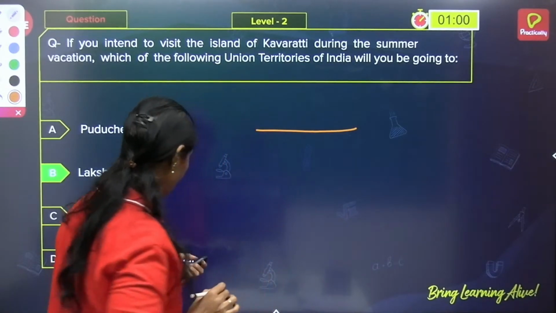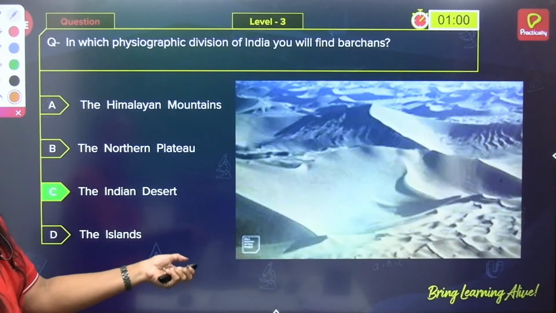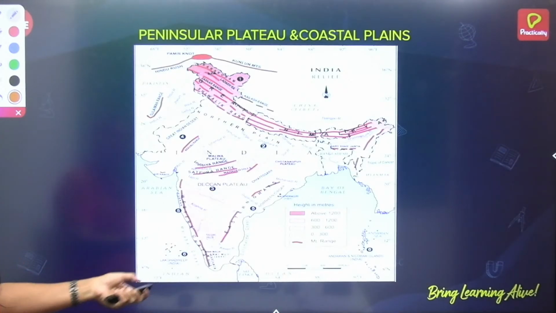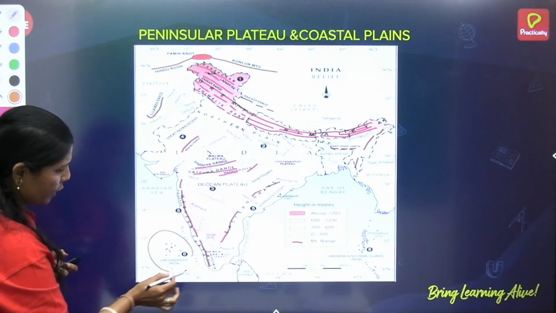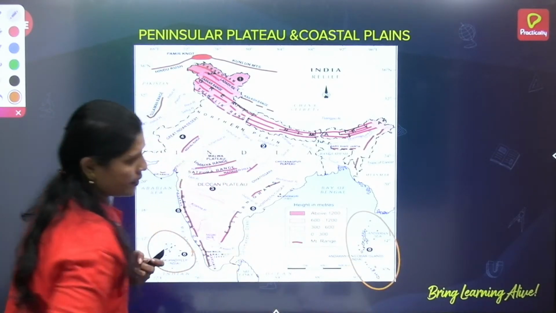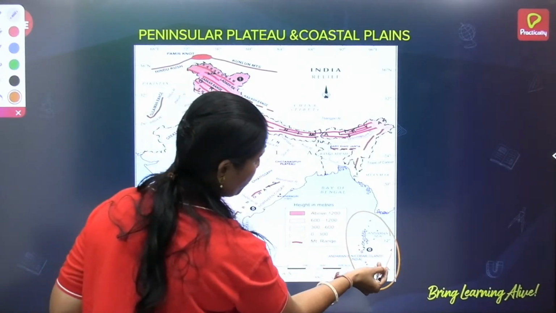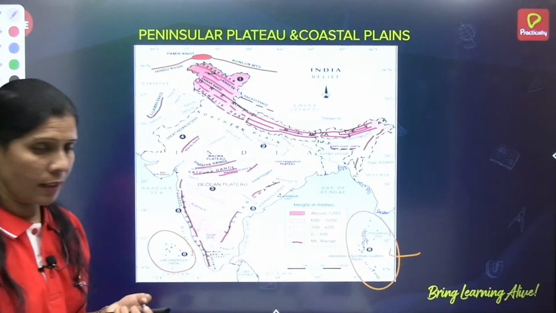Now, there are two island groups. I'll show it. Here are the two island groups, Lakshadweep and the Andaman and Nicobar Islands. Can you tell me the capital of the Andaman and Nicobar Islands?